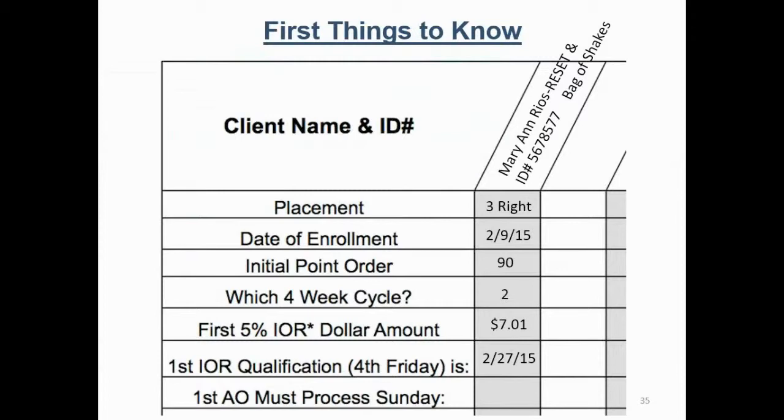Okay, if you don't know exactly how this works, ask an expert and make sure you get your questions answered, because this is the key to helping your client save the most money. Now, if she sets it up on Friday the 27th, on or before that date, it's going to process on Sunday the 29th. So her first auto order must process by Sunday the 29th.